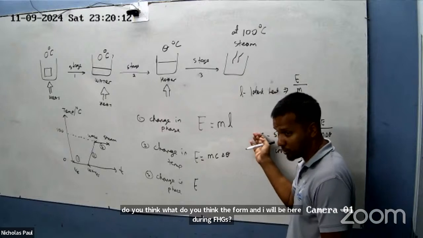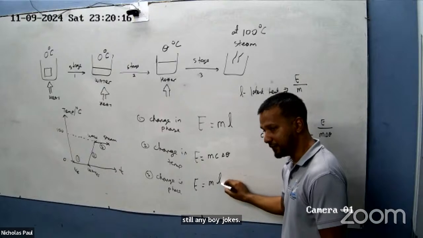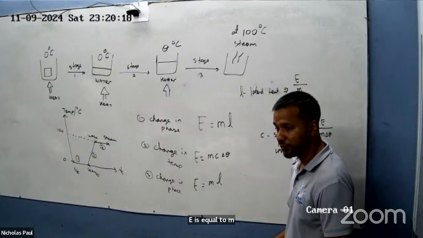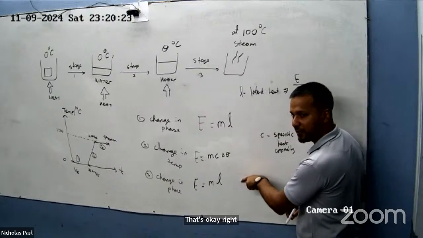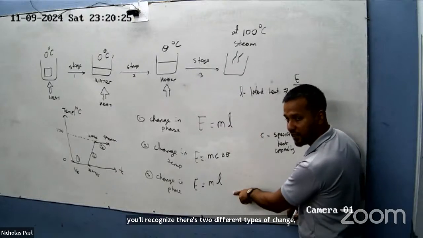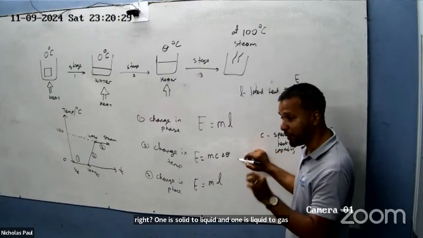Still on the board, Josh. E is equal to m times latent heat. That's okay? You recognize there's two different types of phase change, right? One is solid to liquid and one is liquid to gas. So there are small subscripts that can help you differentiate them.